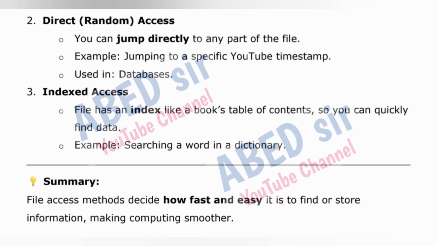3. Indexed access. A file has an index like a book's table of contents, so you can quickly find data. Example, searching a word in a dictionary. Summary: file access methods decide how fast and easy it is to find or store information, making computing smoother.